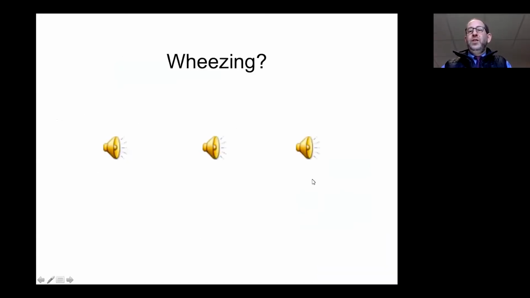So let's listen to these three sounds, and let me know, raise your hand if you cannot hear them. What we're going to do is listen to the three sounds and see which one we think is wheezing. Here's the first sound.